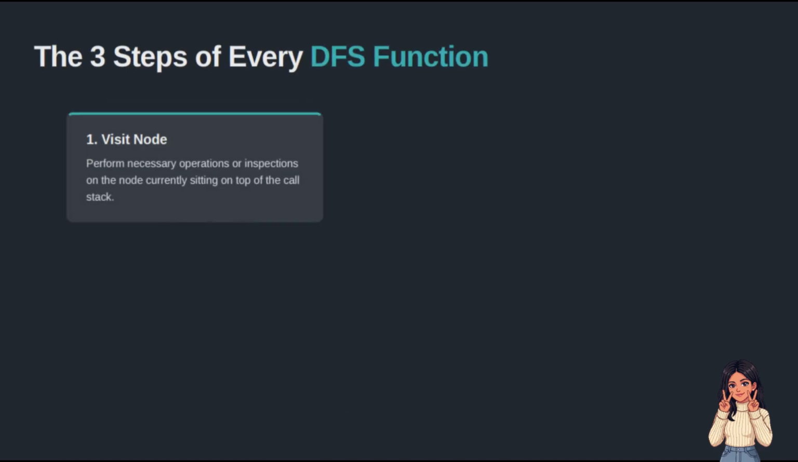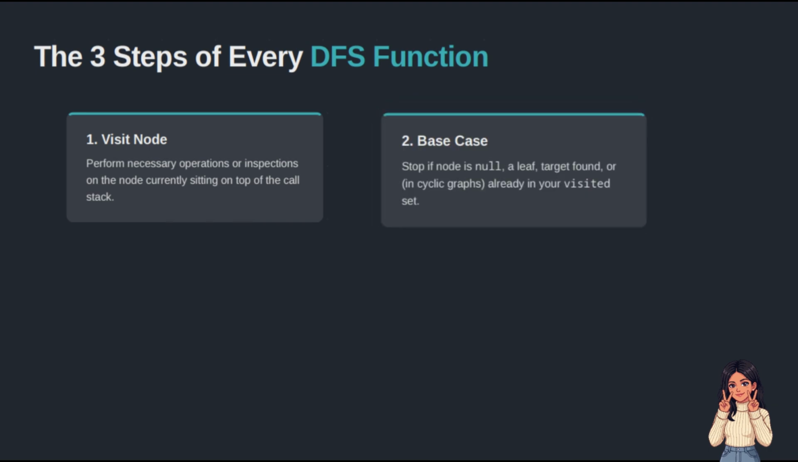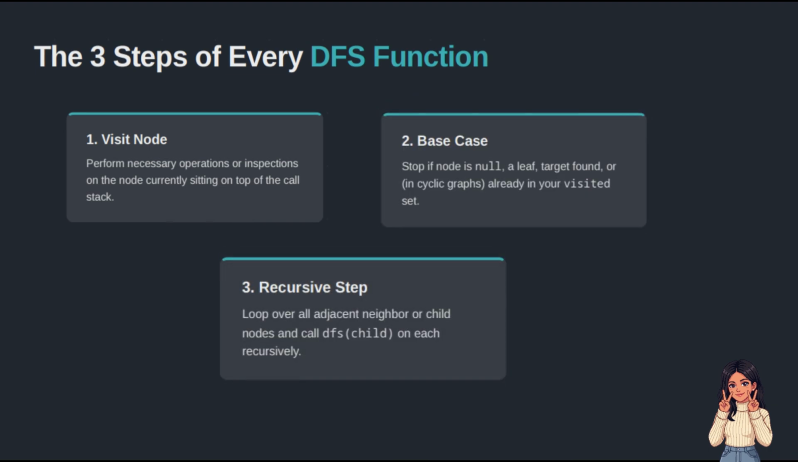When you perform DFS on a tree or a graph, you follow a simple recursive pattern. Visit the current node, that is, perform whatever operation or check you need to on the node you are currently sitting on. Then, base case or the stopping condition. If the node is null, is a leaf node with no children or matches your target search value, you stop and return. If you're working on a graph that has cycles, that is loops, your base case also checks if you have already visited that node to prevent infinite loops.